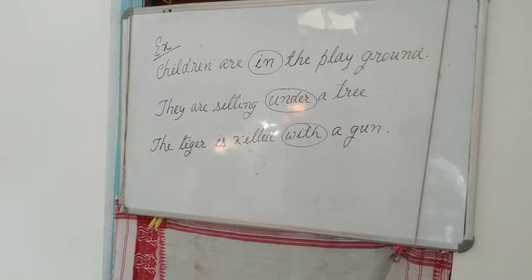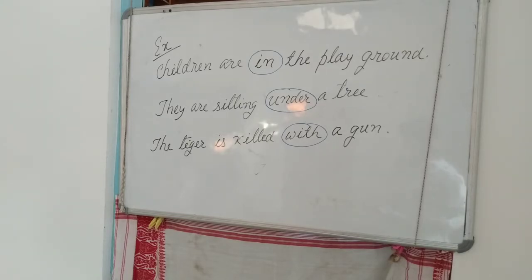Let's read the following sentences. Children are in the playground. They are sitting under a tree. The tiger is killed with a gun. Here in, under, with are encircled in blue ink and they are prepositions. They establish a relation between two nouns, such as children and playground. They are inside the playground, not outside.